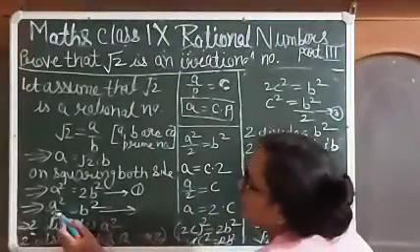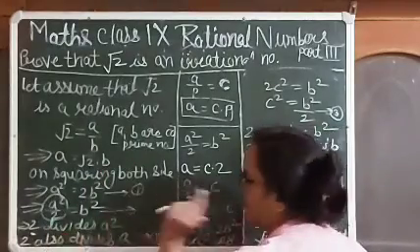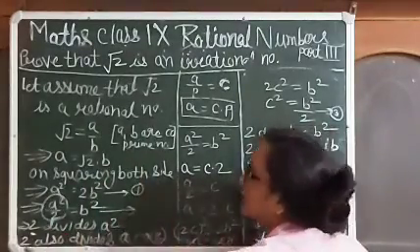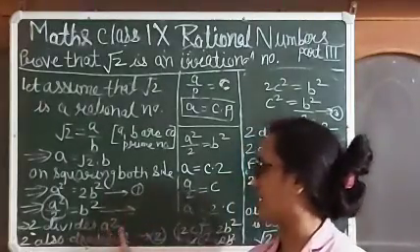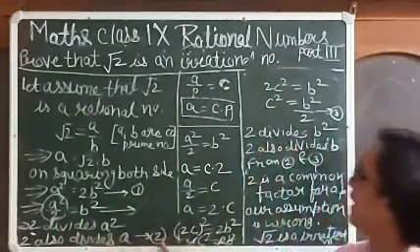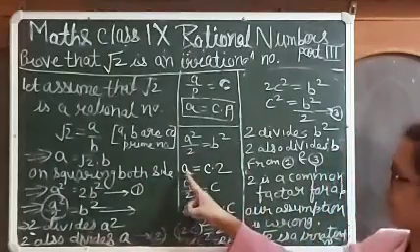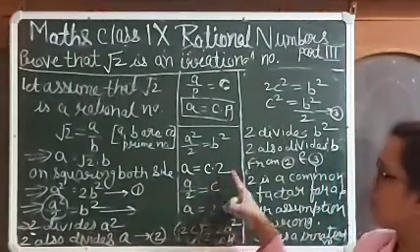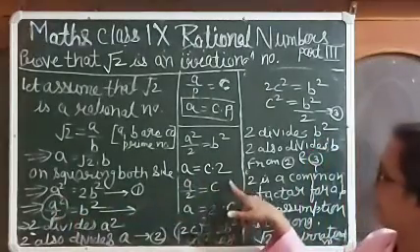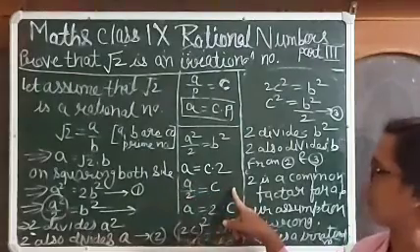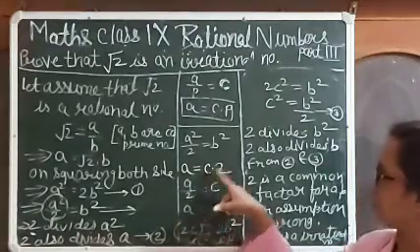Now from here we understand that 2 divides a square. When any prime number divides the square, that prime number also divides the square root. The square root of a square is a, so 2 also divides a. Now a square upon 2 is equal to b square. So a is equal to c into 2, and a upon 2 is equal to c.